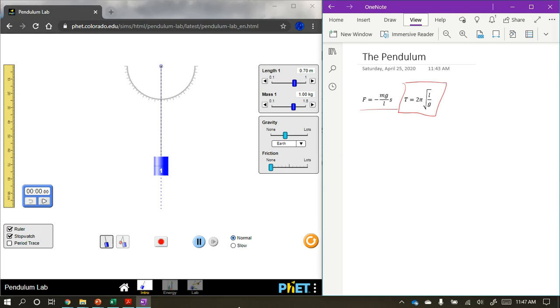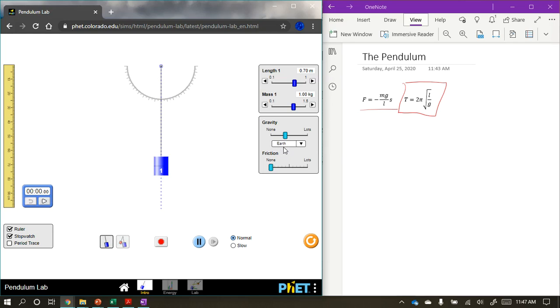So here on the left, you can see I have a simple setup where I can get a pendulum to swing, and we can calculate its period using a stopwatch here. Okay, so first of all, let's set some things straight here.